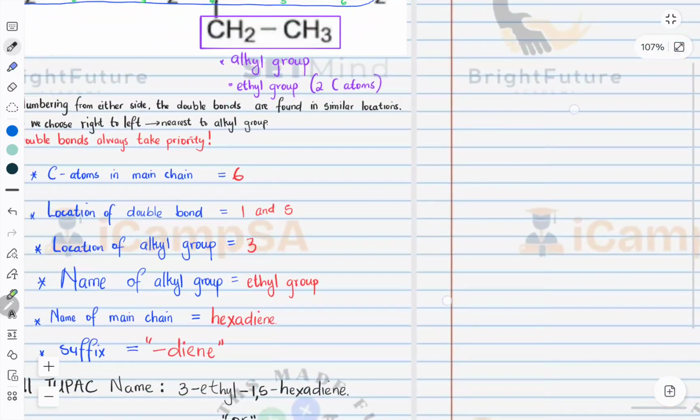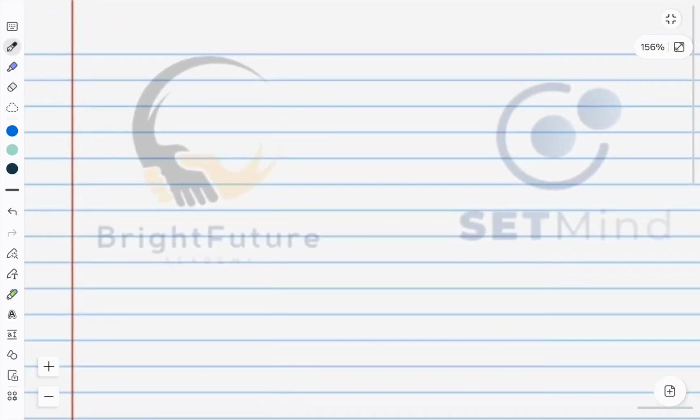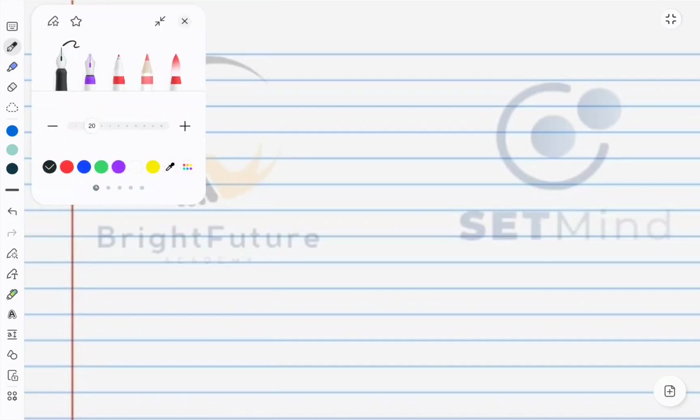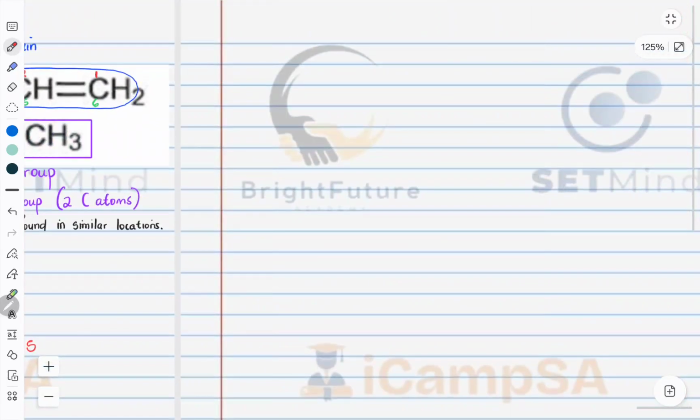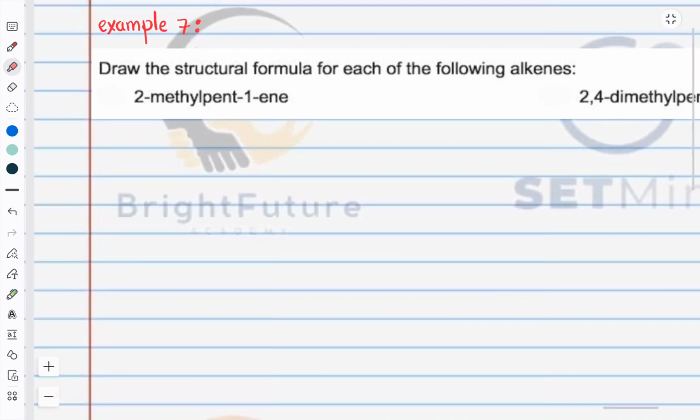All right, so now for our last set of examples, I want us to try and draw the diene and the other alkenes when we are given a name. Like, let's say they give us a name, and now we have to draw what it would look like. All right, so let's start with these simple alkenes. So we are given 2-methyl. This would be our number 1. This would be our number 2. We are given 2-methyl pent 1-ene.